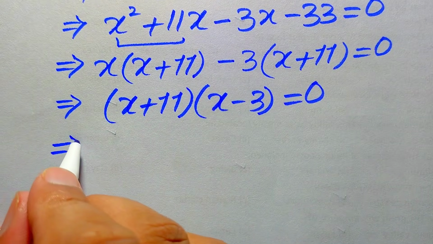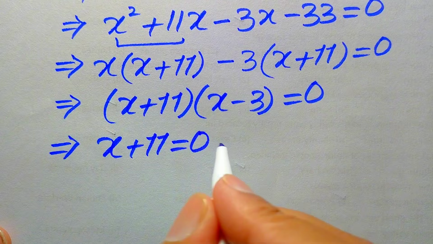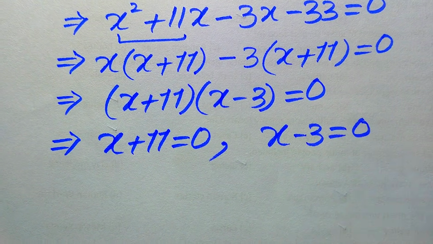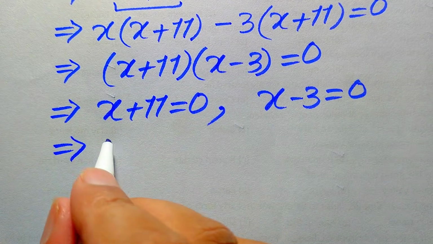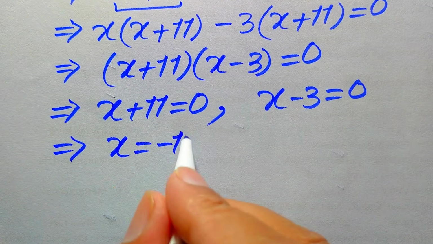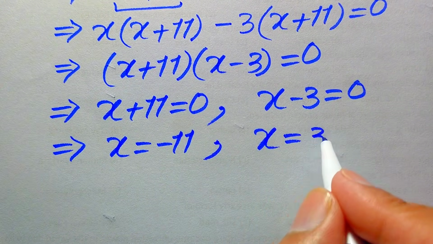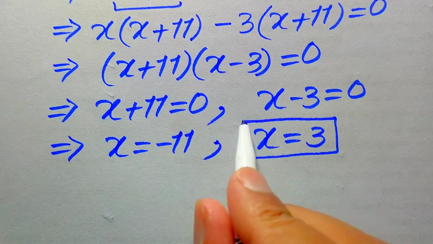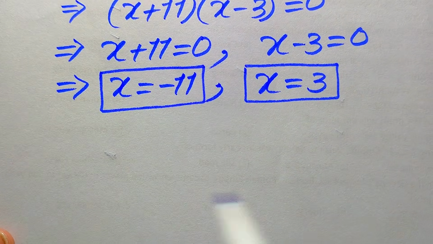And now we divide this equation into two cases. The first case is x + 11 = 0. The second case is x − 3 = 0. From here we move +11 to the right hand side, and we get x = −11, and from here we move −3 to the right hand side and we get x = +3. So these are the two roots of the given equation which we get here from the first method.